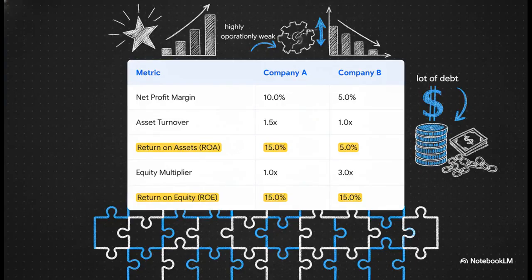Okay, let's apply this to our puzzle, and you'll see the story just jumps off the page. Company A is a total rock star. It's super profitable, super efficient, and that gives it an incredible 15% return on assets. Its equity multiplier? It's 1, which means no debt. Now, Company B? It's a different story. It's operationally pretty weak, with only a 5% ROA. So how on earth does it get to that same 15% ROE? Well, it uses a massive equity multiplier of 3. It's just juicing its weak returns with a ton of debt.